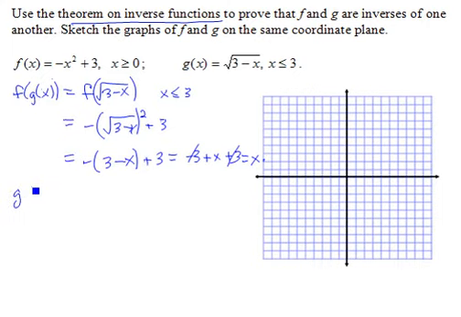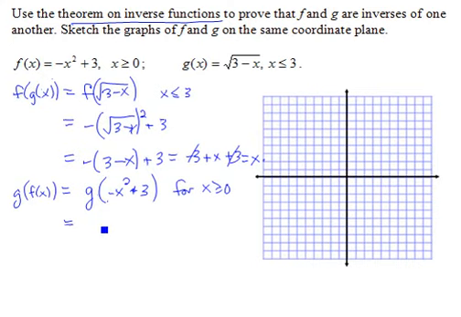We also need to show that on the domain of f, g of f of x simplifies to x. So that would say g of the opposite of x squared plus 3 will eventually need to be shown to equal x for x greater than or equal to 0.